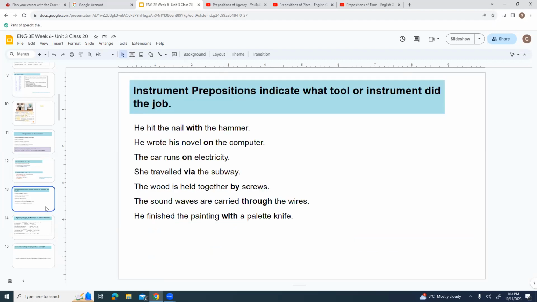Instrument prepositions indicate what tool or what instrument did the job. He hit the nail with the hammer. He wrote his novel on the computer. The computer is the tool there. The car runs on electricity. She traveled via the subway, kind of a fancy word not used all that often, but it's there. The wood is held together by screws. The sound waves are carried through the wires. He finished the painting with a palette knife. So all those are some examples of prepositions that are indicating what instrument you're using to do something.